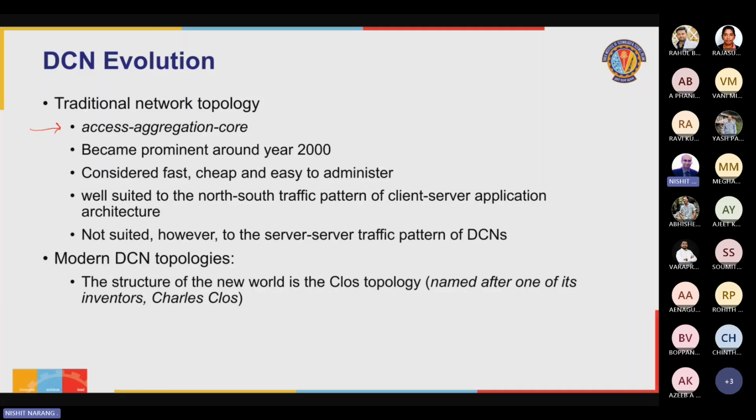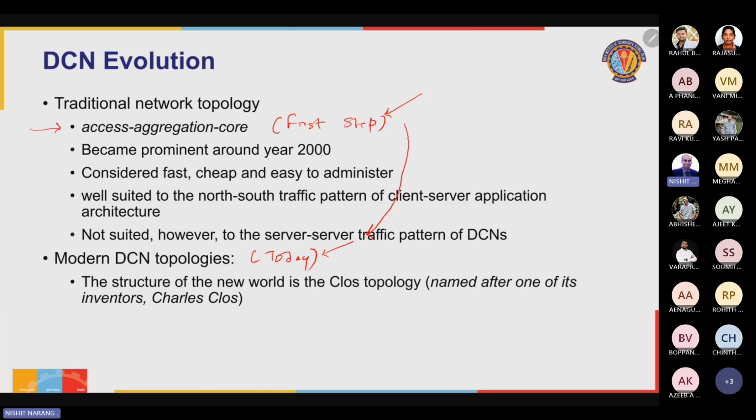So if you look at the current topologies which exist in a data center, which we are calling the modern data center network topology, this is the final step. If this is the first step from where we'll start our journey, the access aggregation core, this is our final step. This is where we are today. I'll first talk about what the first step was, then where we are today. But in the next class, I'll actually trace this journey path.